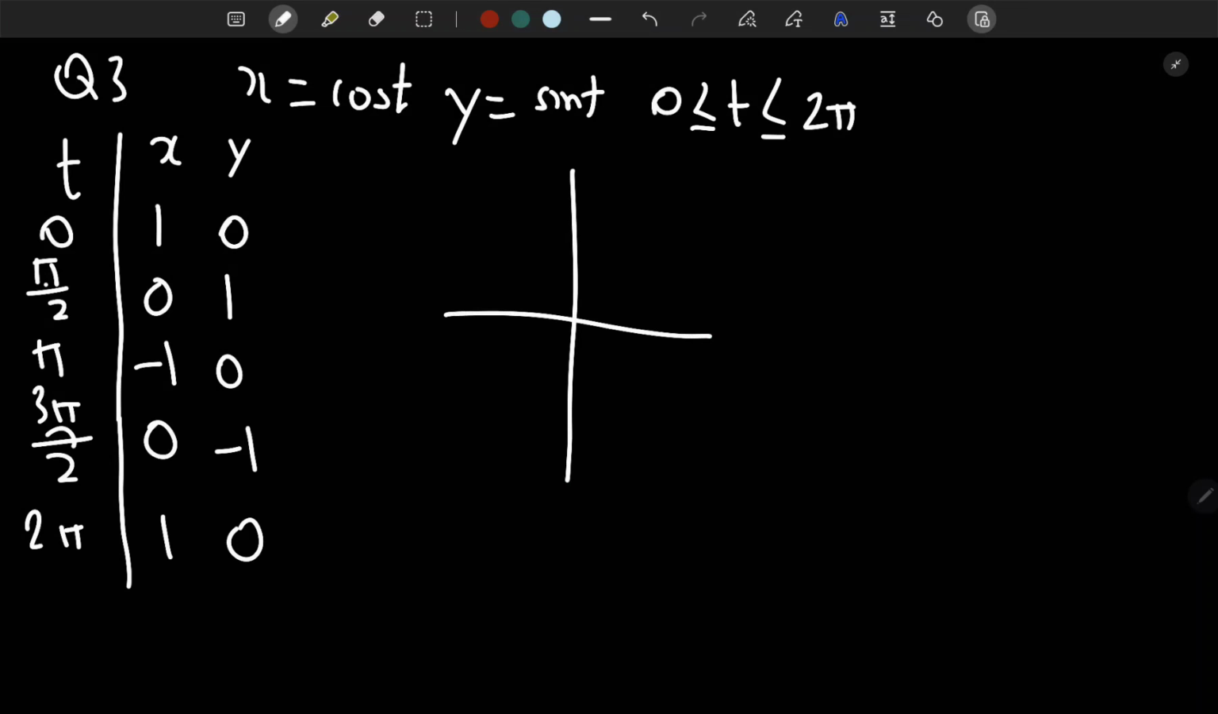So we have the test points. The first point is (1, 0), so this is our initial point. I'm going to point it over here, and then at pi over 2 we have (0, 1), so this is our next point, and this is our final point. So now we can join the points like this, but how do we know that it's a circle?